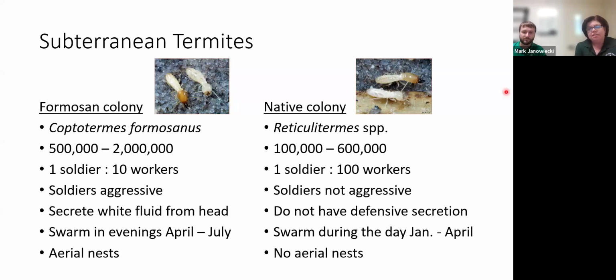Their swarm season is slightly different. So our native colonies will swarm during the day from January to April, whereas we are now in the swarm season for Formosan subterranean termites. So they will swarm in the evenings and they're attracted to lights. They'll be swarming from now till July, really. Another big difference is Formosan subterranean termites are capable of building aerial nests that don't have any contact with the soil. It can be rare, it can be difficult to prove because they are so cryptic, but it can happen.